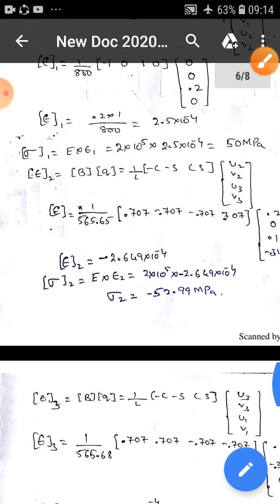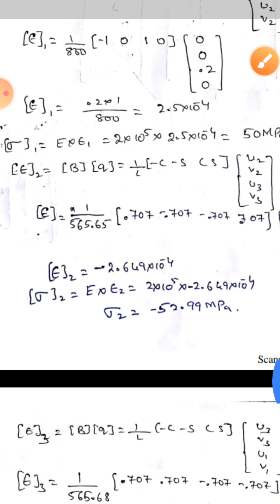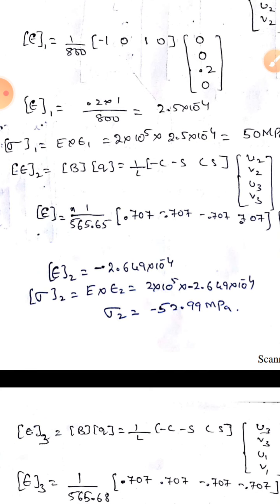Coming to the second element, B into Q, 1 by L minus C minus S, and CS, u2, v2, u3, v3. Substitute the values of that. Strain you will get minus 2 into 2.649 into 10 raised to minus 4, and if you calculate stress, E into strain, it is minus 52.99 MPa.